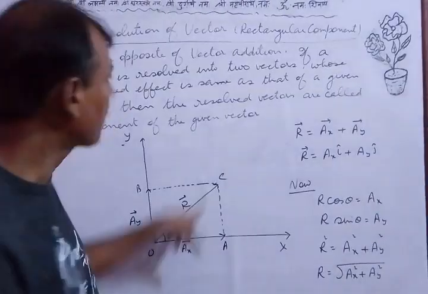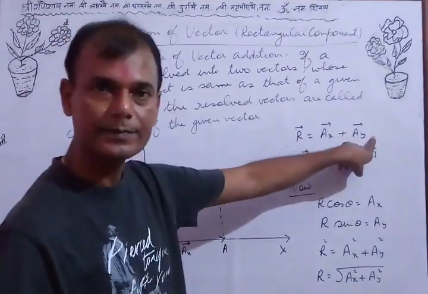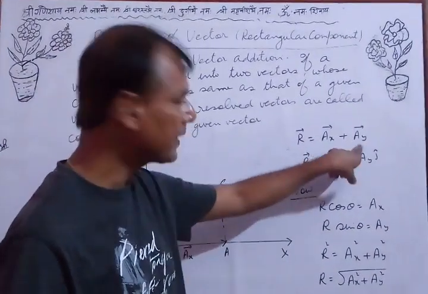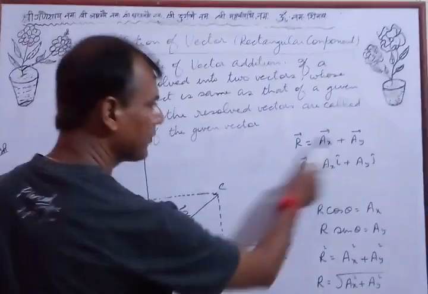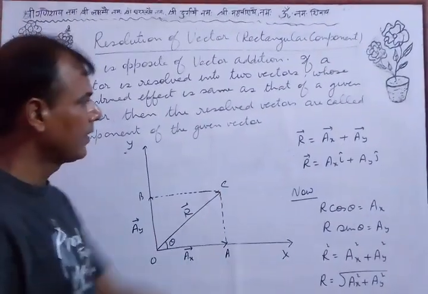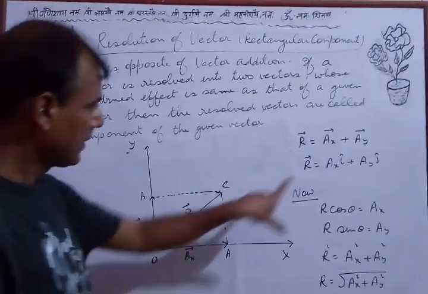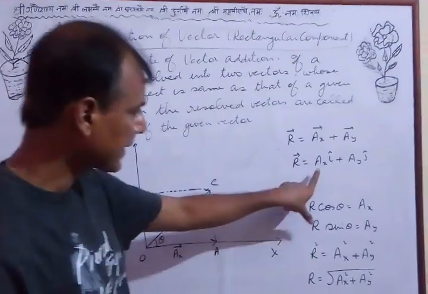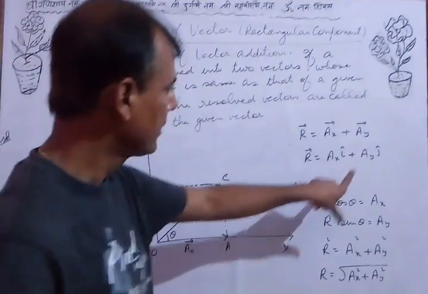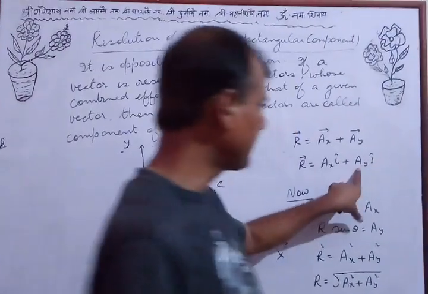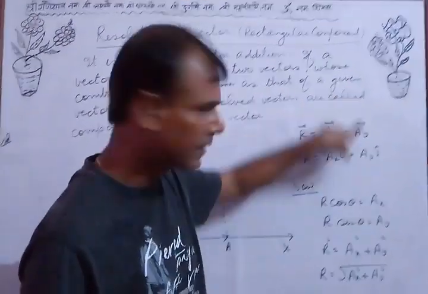That was addition. Now we are resolving the vector. R vector becomes Ax plus Ay. These Ax and Ay are the two rectangular components which together will give you the vector R. Now Ax I have taken along the x-axis and Ay along the y-axis. So this I can write as Ax i. What is i? It is the unit vector along the x-axis. This I can write as Ay j. Ay means magnitude multiplied by unit vector, that gives vector Ay. This is Ay j.